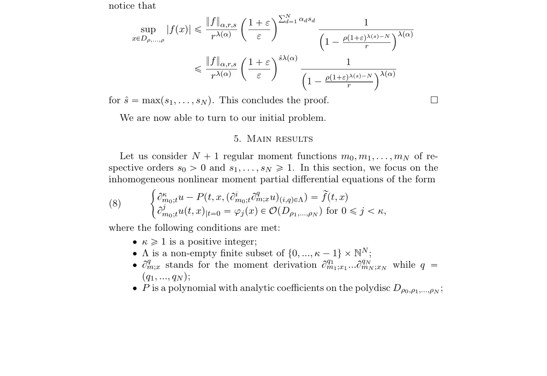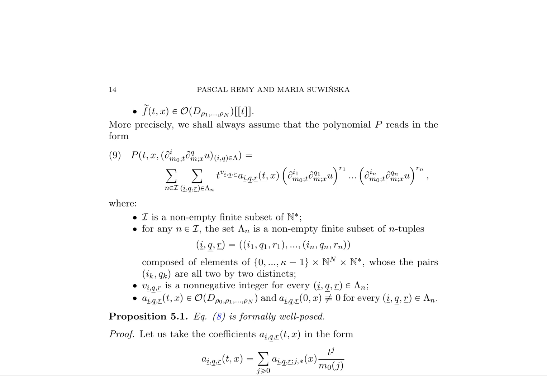This sets the stage for the main results, focusing on inhomogeneous nonlinear moment partial differential equations of the form 8. These equations are characterized by a positive integer kappa, a nonempty finite subset lambda, and specific definitions for b, q, and p. The polynomial p is expressed in the form of equation 9, where I is a nonempty finite subset of N, and lambda n is a nonempty finite subset of N tuples (p, q, r), with v(q, r) being a non-negative integer for every (p, q, r) in lambda n.